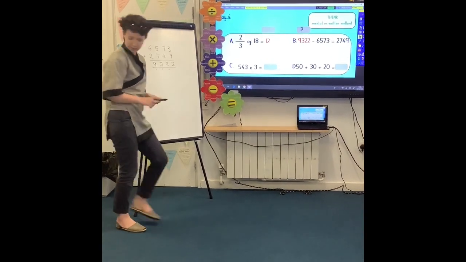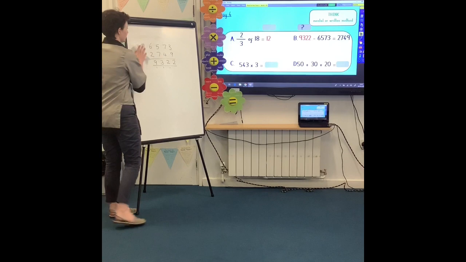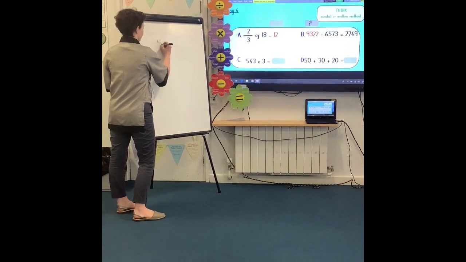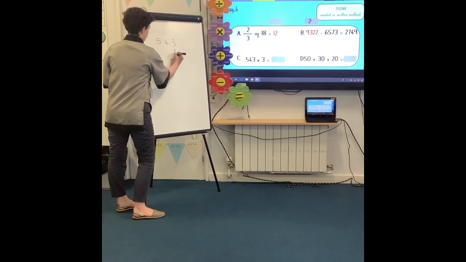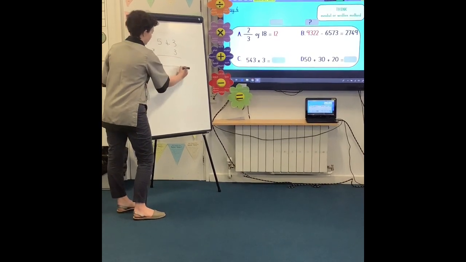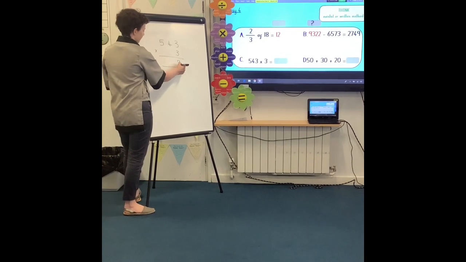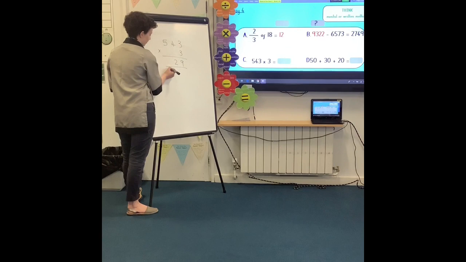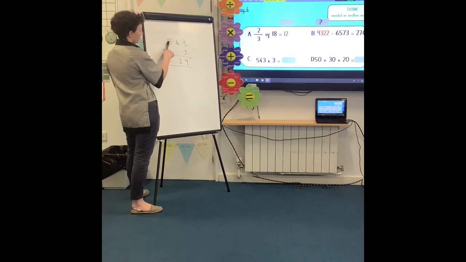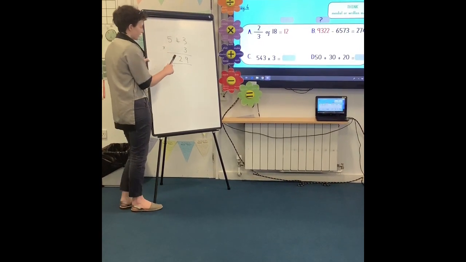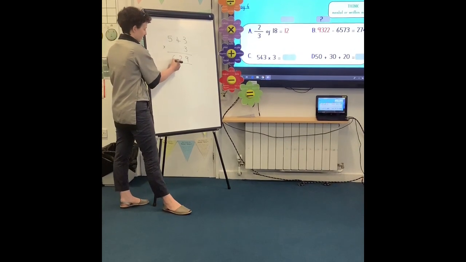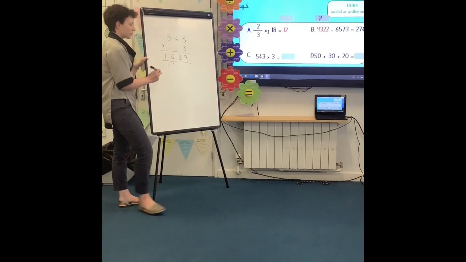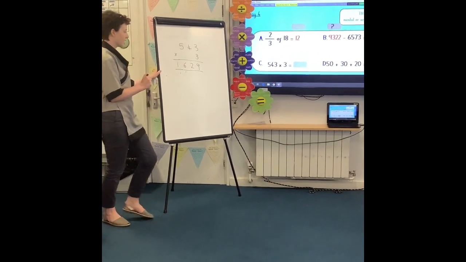C, again, another one we are going to use a written method for. So 543 times 3. So 3 ones times 3 is 9 ones. 4 tens times 3 is 12 tens. So regrouping 10 of those for 100. 500 times 3 is 1500s. Add 1 is 1600s. So I'm regrouping 10 of those for 1000. So the product of 543 times 3 is 1629.